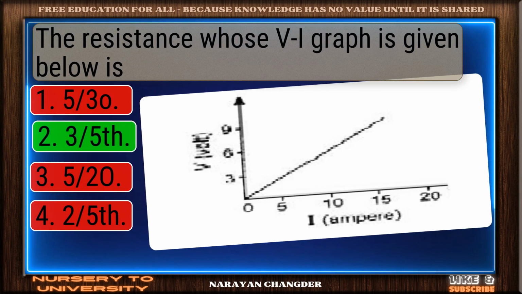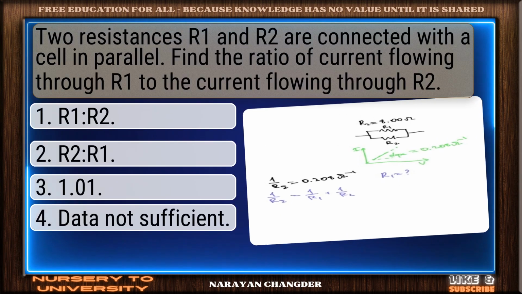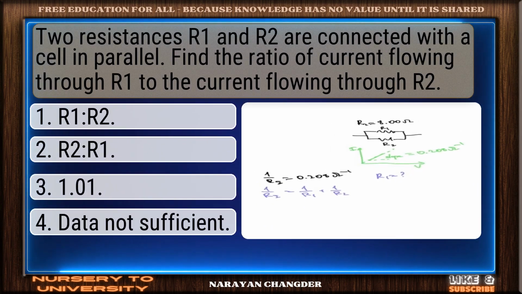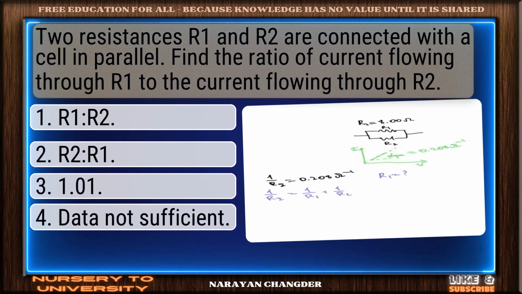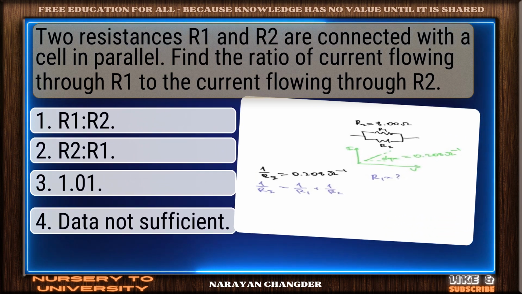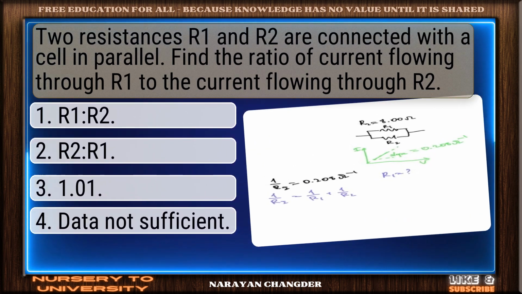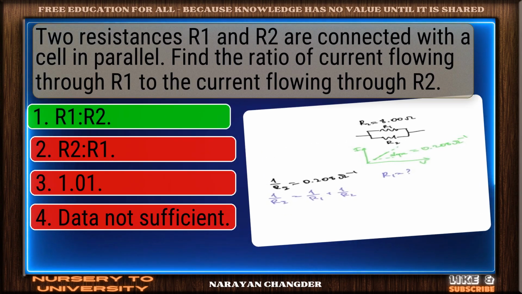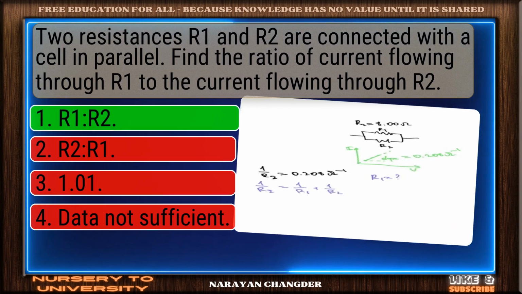Good job. 35th works well. 2 resistances R1 and R2 are connected with a cell in parallel. Find the ratio of current flowing through R1 to the current flowing through R2. Perfect. R1, 2 is the one.